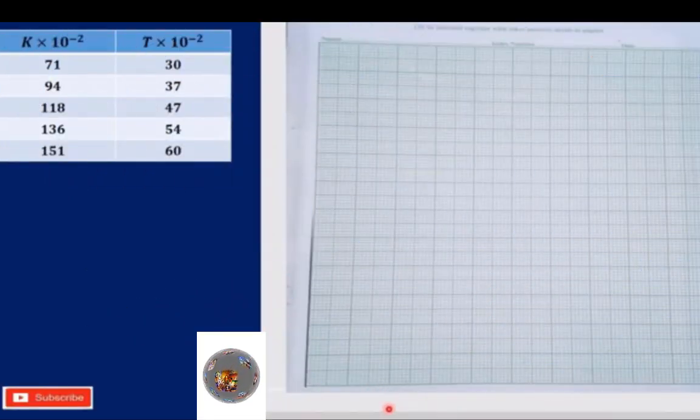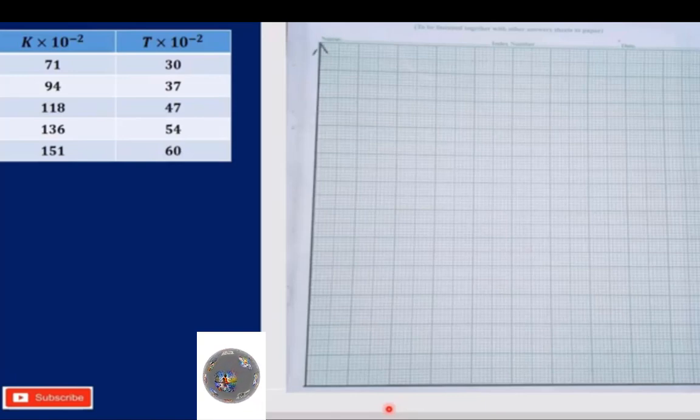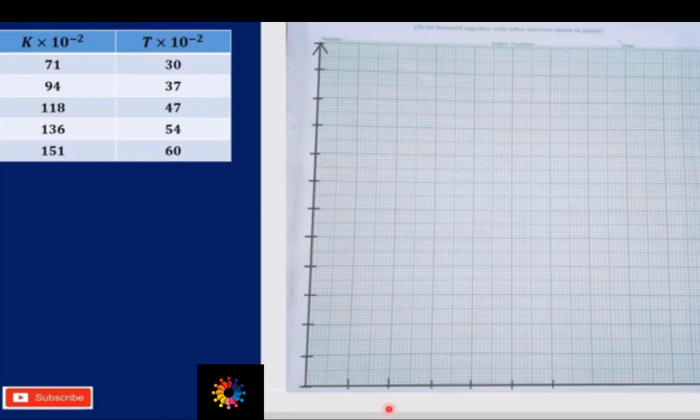Now, as you can see, on the left of the screen we have the plotted values, and on our right we have the graph book. So the next thing for us to do is to choose a scale. These scales will be very important and useful for us. Our k will be on the vertical axis and our t will be on the horizontal axis. So let's choose our scale for the values.